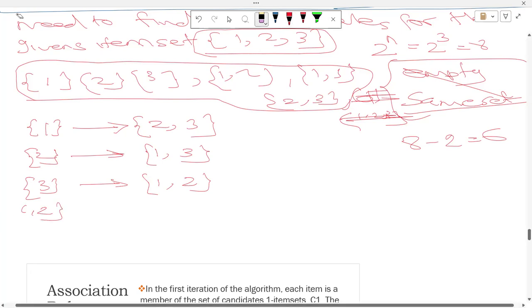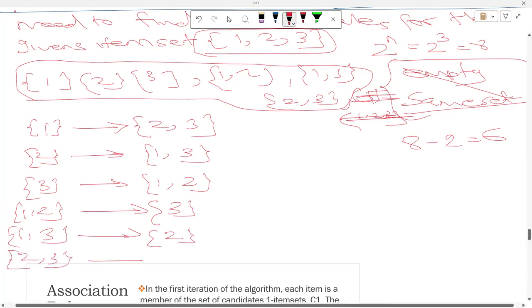If I put 1, 2 on my left side, the remaining element is 3. This is the last step. Then 1, 3: if I put 1, 3 here, the remaining element is 2. If I put 2, 3 here, the remaining element is 1. So these are all the possible association rules.